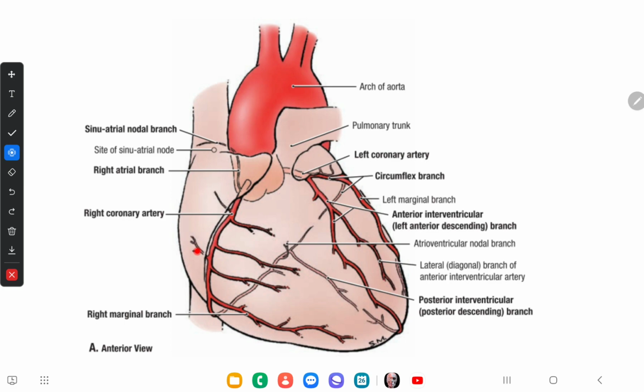And then, when we talk about the left coronary artery, here, this is the left coronary artery. It is usually larger than the right coronary artery and supplies the major part of the heart, including the greater part of the left atrium, left ventricle, and the ventricular septum. This arises from the left posterior aortic sinus of the ascending aorta and passes forward between the pulmonary trunk and the left auricle. Then it enters the atrioventricular groove and divides into the anterior interventricular branch and the circumflex branch.